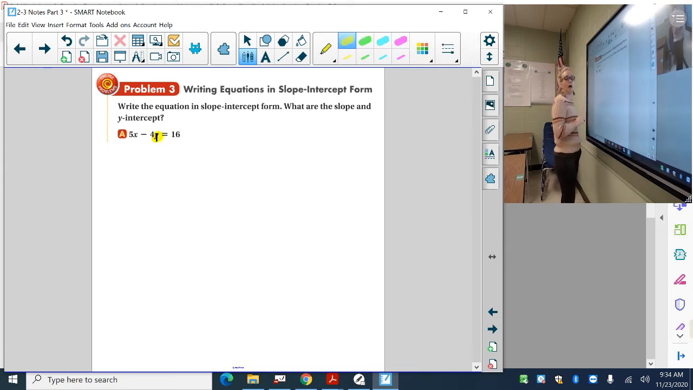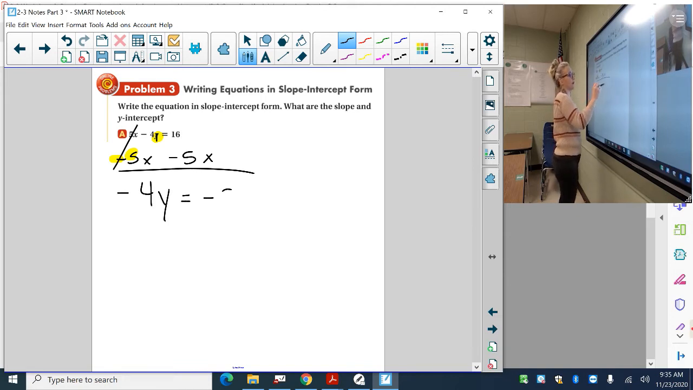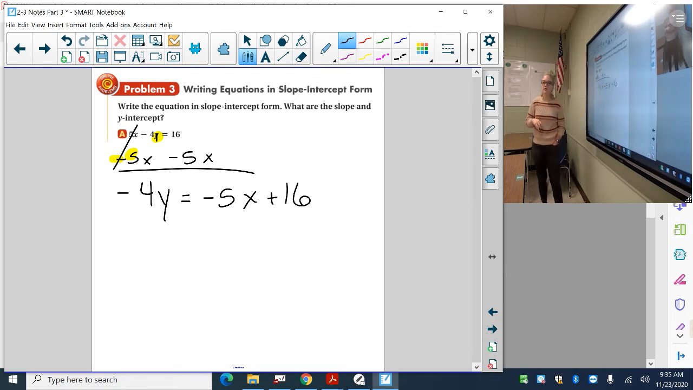We need to solve for y. So we have to get rid of everything else and just pretend it is a number. So I'm going to subtract 5x from both sides. And I have -4y equals -5x plus 16. I want to make sure and put the x on the left side so that when I have it in slope-intercept form, it looks correct.